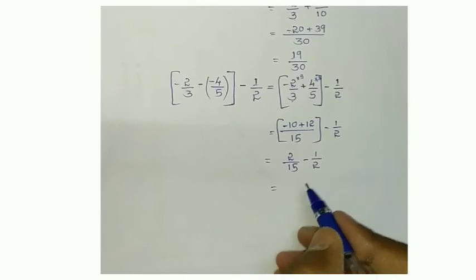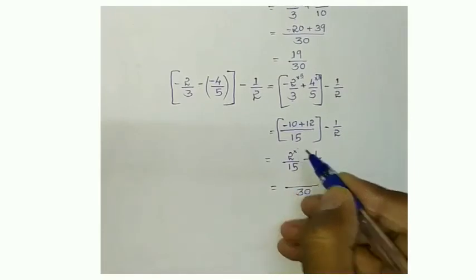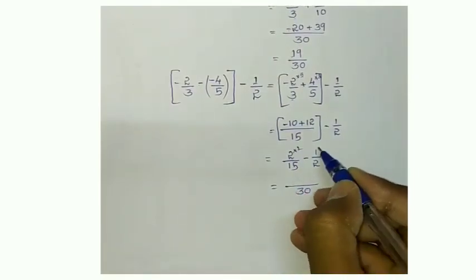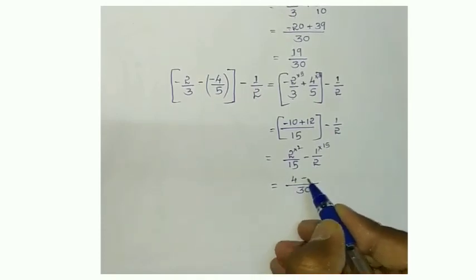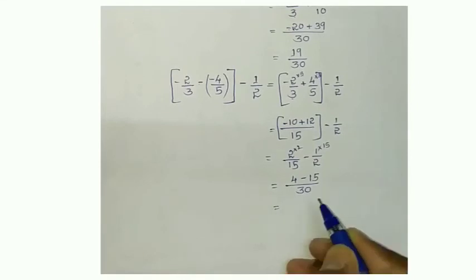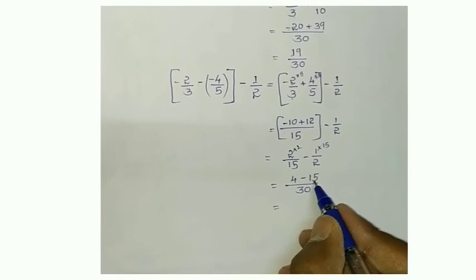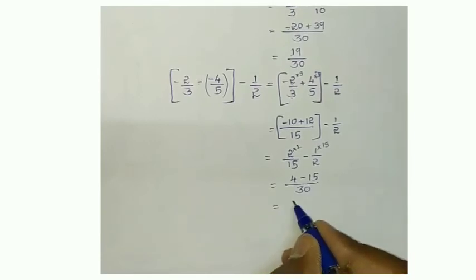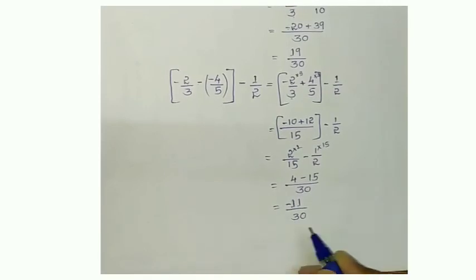So now again taking the LCM of 15 and 2. How much will we get? 30. So 15 2s are 30, 2 15s are 30. 2 2s are 4, minus 1 into 15, 15. So 4 minus 15, how much will we get? 15 minus 4 will get 11. The greater sign is minus, so minus 11 by 30.